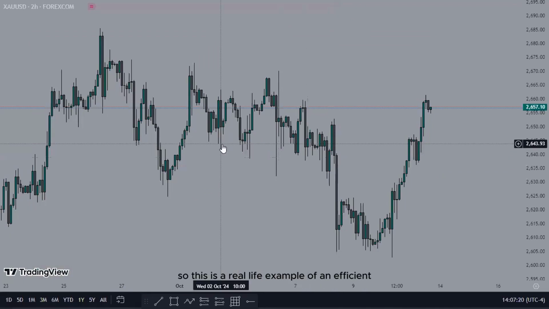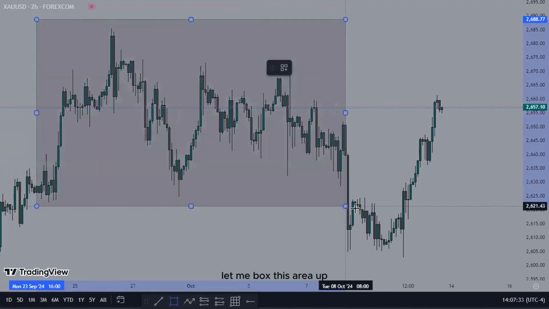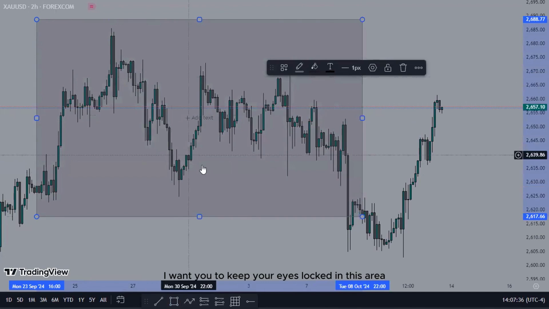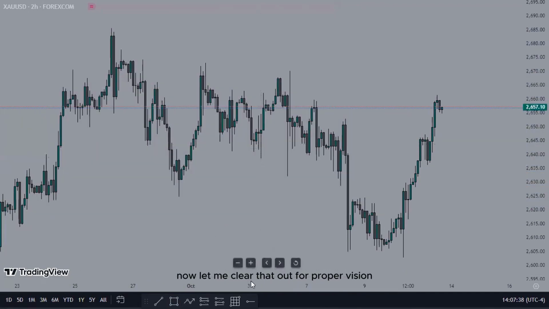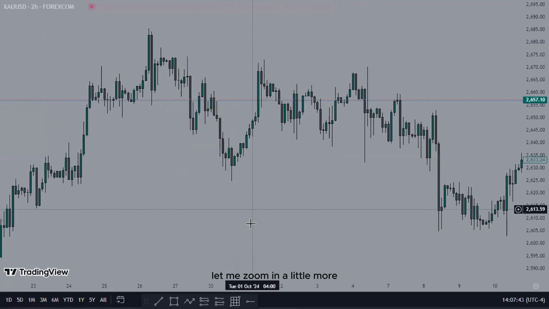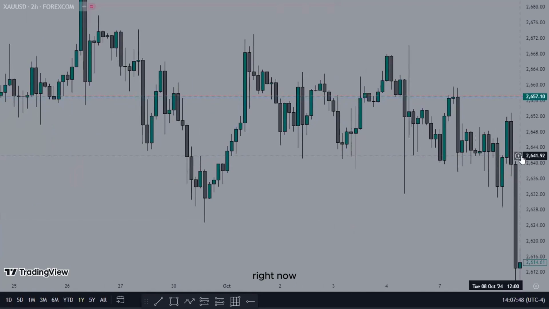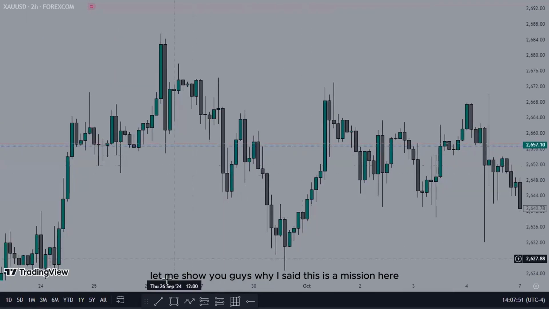Okay, guys. So this is a real life example of an efficient price chart. This price chart right in front of you guys here is efficient. When I say this price chart, I mean this area. Let me box this area up. I want you to keep your eyes locked in this box right here. Now let me clear that out for proper vision, and let me zoom in a little more so you guys can follow along. Now let me show you guys why I said this is efficient.